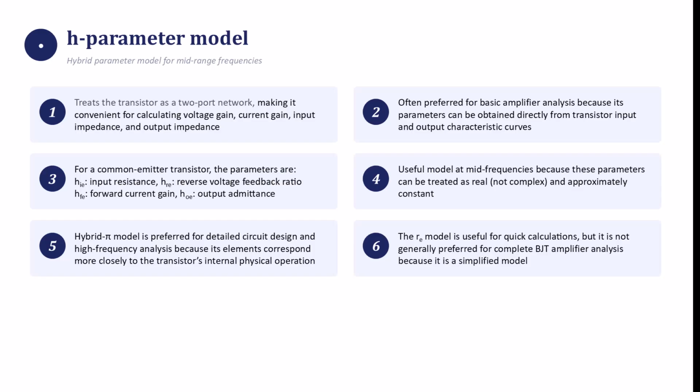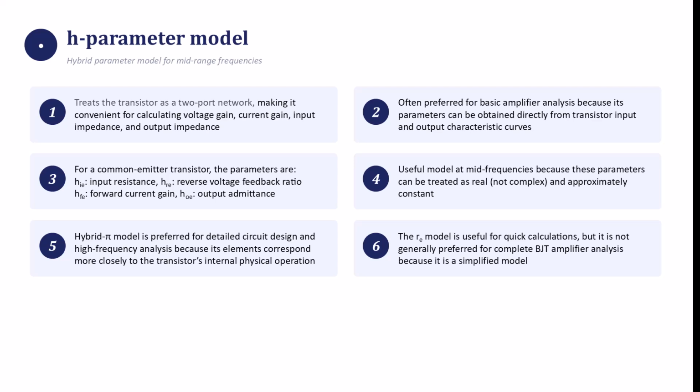All three models describe the same small signal transistor behavior, but they use different parameters and equivalent circuit arrangements. Let's start with the first of these three, the h-parameter model. The h-parameter or hybrid parameter model is used for mid-range frequencies. It treats the transistor as a two-port network, which makes it convenient for calculating voltage gain, current gain, input impedance, and output impedance. It's often preferred for basic amplifier analysis because its parameters can be obtained directly from the transistor's input and output characteristic curves.